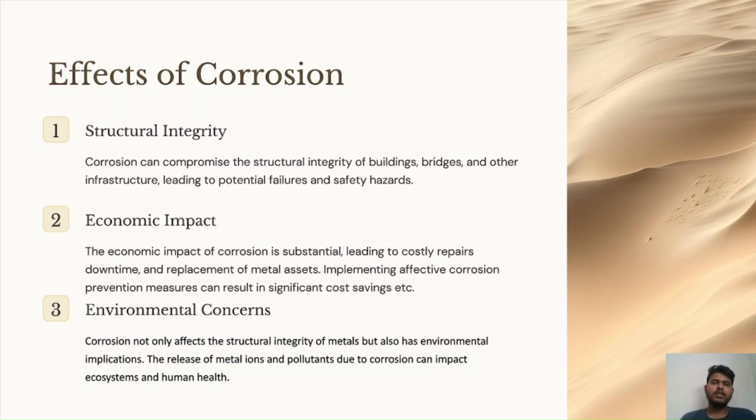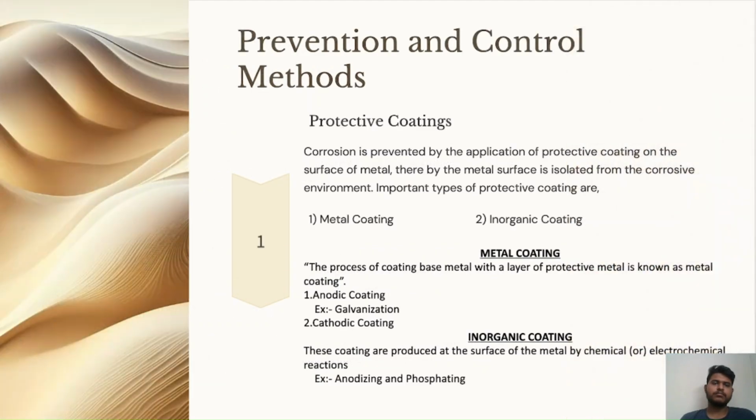Environmental concerns. Corrosion not only affects the structural integrity of metal but also has environmental implications. The release of metal ions and pollutants due to corrosion can impact ecosystem and human health. Prevention and control methods. Protective coating. Corrosion is prevented by the application of protective coating on the surface of metal. Thereby, the metal surface is isolated from the corrosive environment.